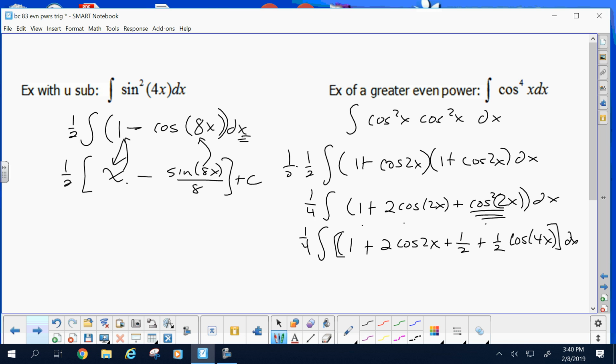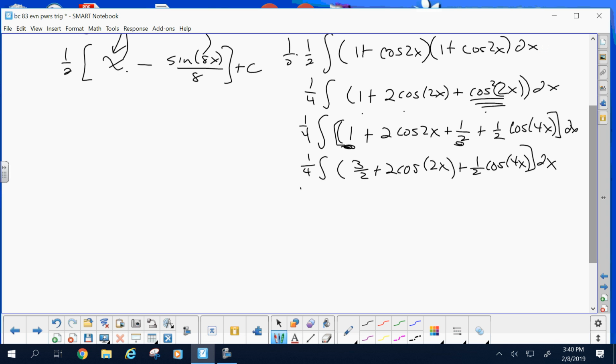All right, so then if I combine like terms here and here, I can integrate three things: 3/2, 2 cosine of 2x, and 1/2 cosine of 4x. Are you down? Here we go. Integrating, 1/4 stays. The antiderivative of 3/2 is 3/2 x. The antiderivative of cosine of 2x is sine of 2x. I'll mentally check that. Does that work? The derivative of sine of 2x would be cosine of 2x times 2. That feels like that's good.